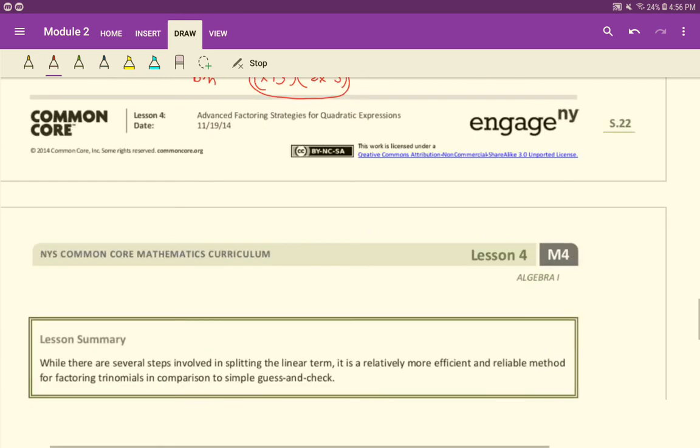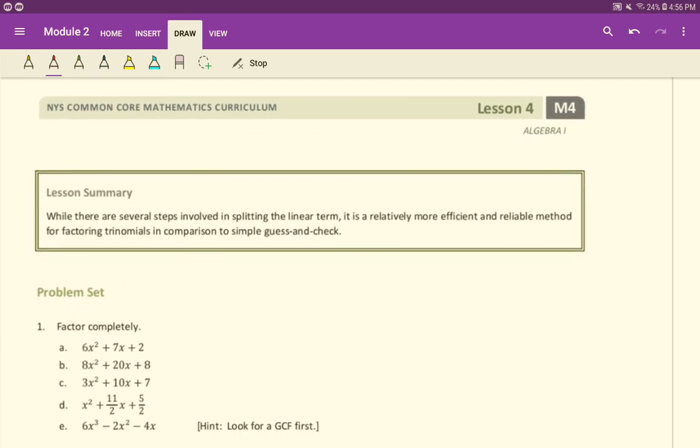All right, and that ends this. So, summary here, I guess we can talk about. There are several steps involved in using this, splitting the linear term is what they call it. I call it the AC method. But it's more efficient and reliable for factoring quadratics or factoring trinomials than that simple guess and check method that we saw earlier. Okay, so yeah, good luck guys, and we'll see you in the next lesson.